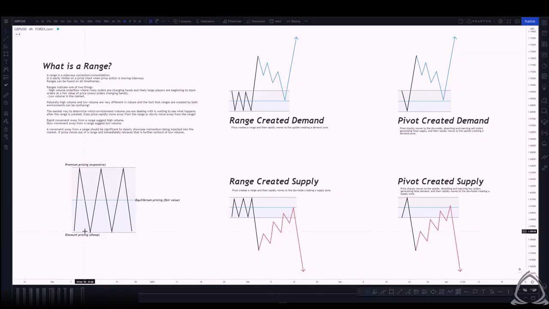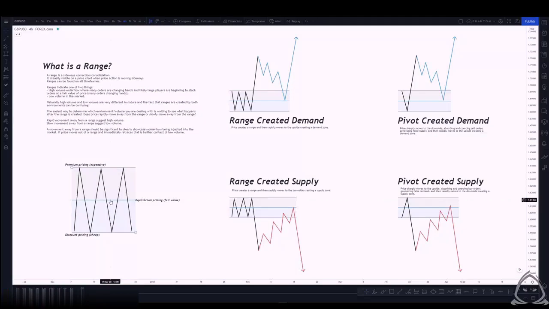Now, if we consider the concept of supply and demand, we have premium pricing or supply, and we have discount pricing or demand. And then we have the equilibrium, which is the fair value pricing where supply and demand are being met. And what you'll see within these ranges, especially if you drop down to lower timeframes, there are a lot of moves back into the equilibrium point, as well as premium and discount.